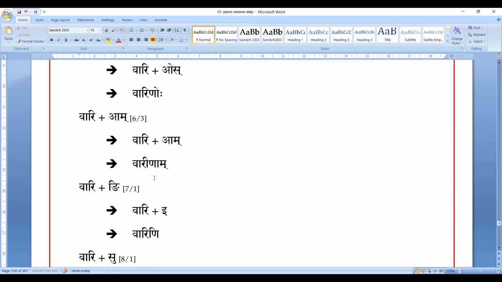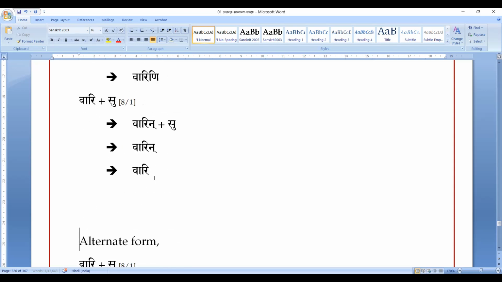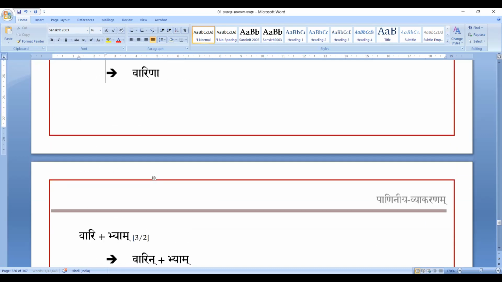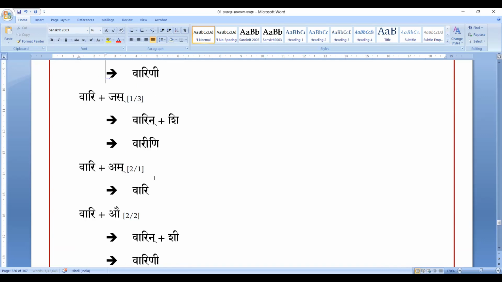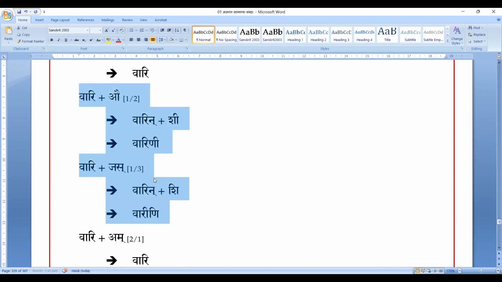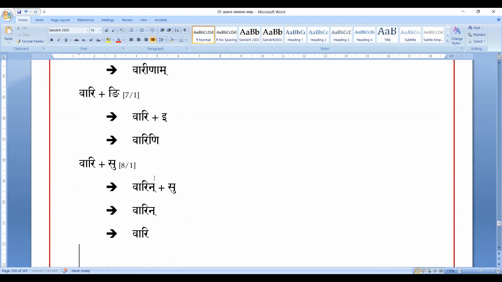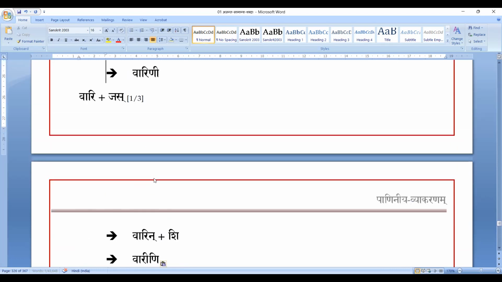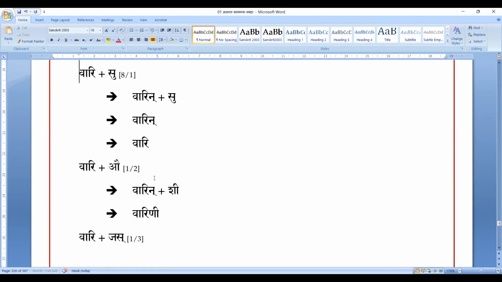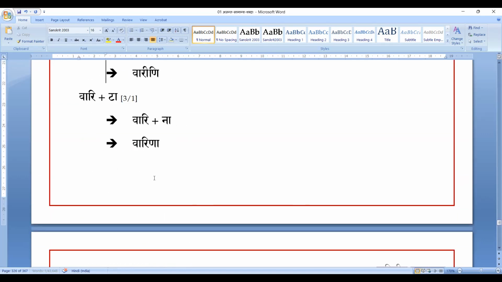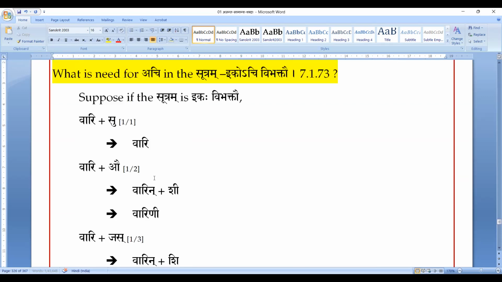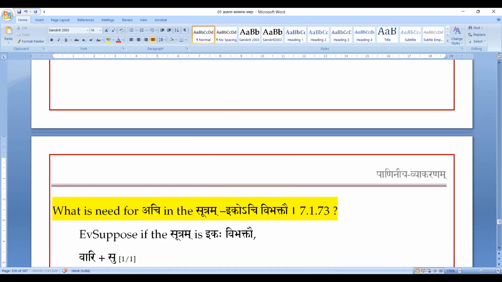So in all these up to here, when you take 8-1 as well as 8-2, 8-3, the vibhakti pratyaya itself will do. You get the forms of the vari shabda without the word ach in the sutra. So even if the sutram is ikaha vibhakta, we get the forms of the vari shabda.